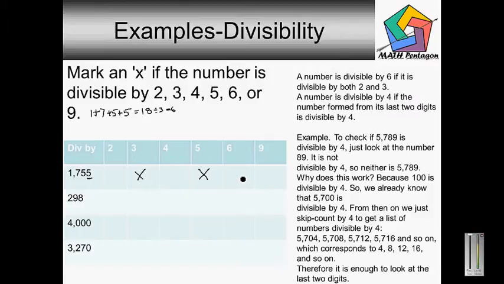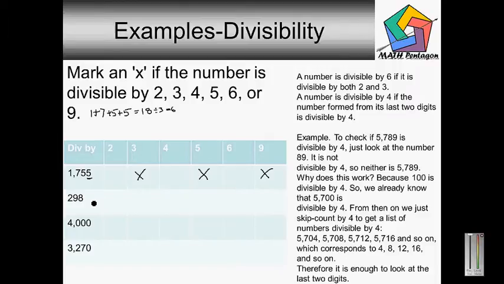For 6, the divisible rule for 6 is does it have 2 and 3? No. And for 9, the divisible rule for 9 is add the digits together, which is 18, and divide that by 9, and we get 2. So yes, it's divisible by 9. So we put x here.